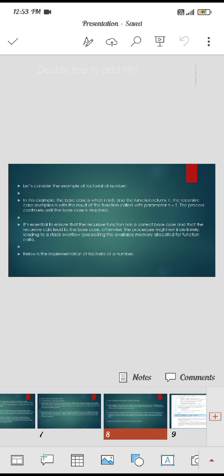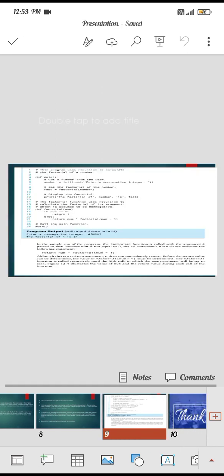Let us consider the example of a factorial number. In this example, the base case is when n is 0 and the function returns 1. The recursive case multiplies n with the result of the function called with parameter n minus 1. The process continues until the base case is reached. It's essential to ensure that the recursive function has a correct base case and that the recursive calls lead to the base case. Otherwise, the procedure might run indefinitely, leading to a stack overflow.